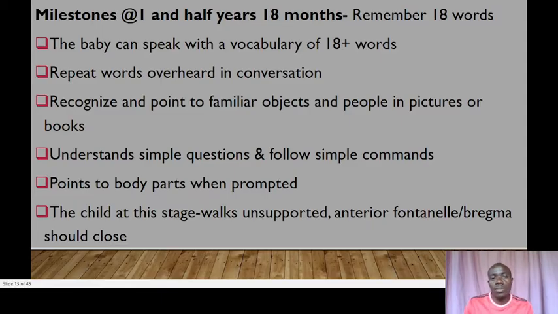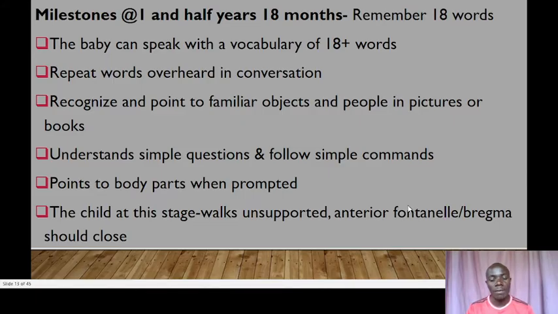So they repeat words overheard in a conversation. They recognize and point to familiar objects and people in pictures or books, and they understand simple questions and follow simple commands. They can point to body parts: head, thorax, abdomen. The child at this stage normally walks unsupported, and the anterior fontanelle, that's the bregma, should close at this age. So at 18 months, the anterior fontanelle has closed.